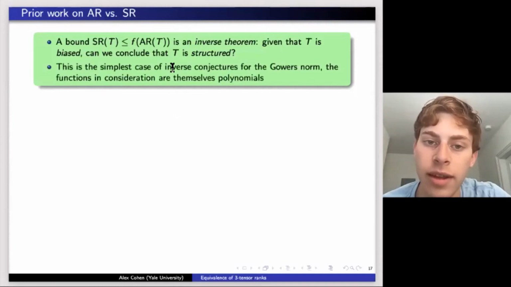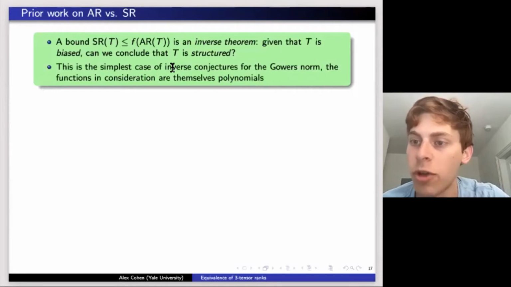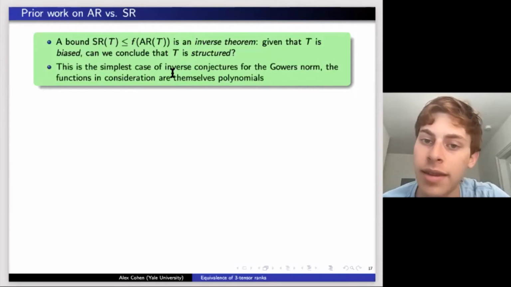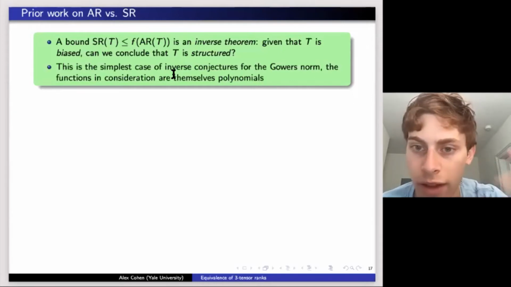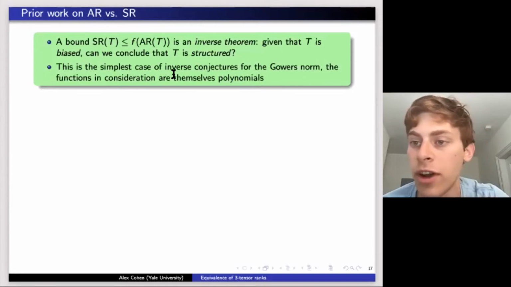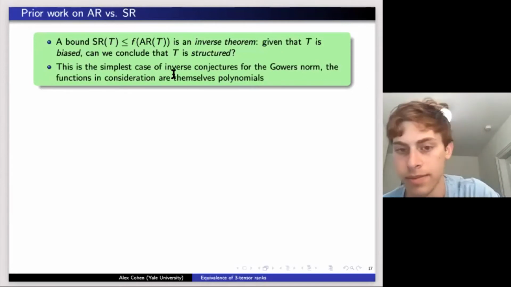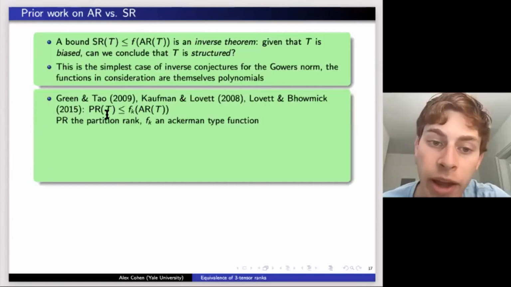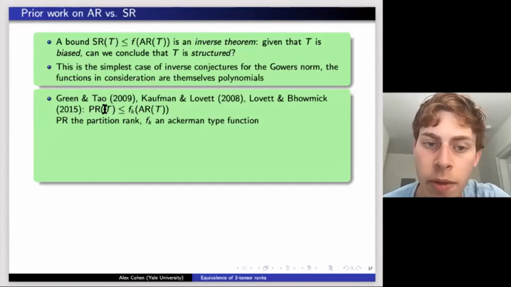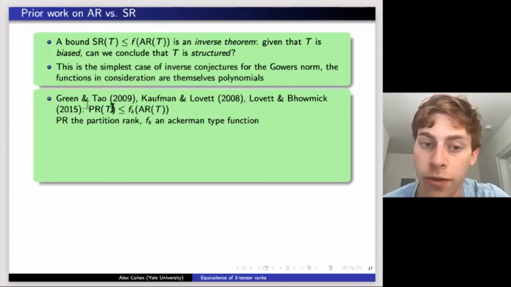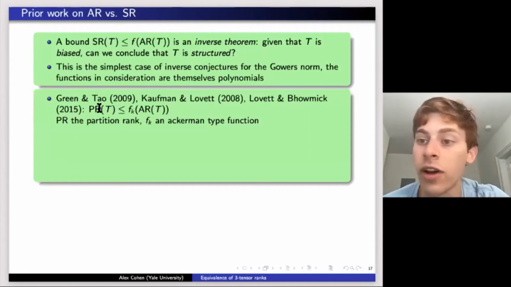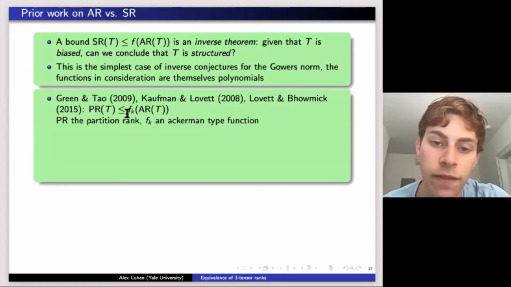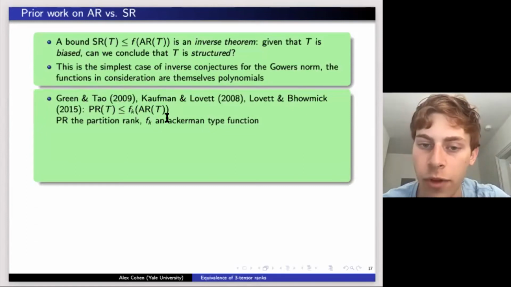In some sense, trying to bound slice rank in terms of analytic rank, and more generally partition rank in terms of analytic rank, is like the simplest case of the inverse conjectures for the Gowers norm. I'm not going to talk about it in depth, but it's the case where the input functions are themselves polynomials. The first bound of this sort was by Green and Tao, and it was later refined to work over more fields by other authors. They proved that partition rank, the higher order generalization of slice rank, is bounded by a function of analytic rank. This was really a qualitative theorem: that function had Ackermann type growth, so it was not a quantitative theorem.